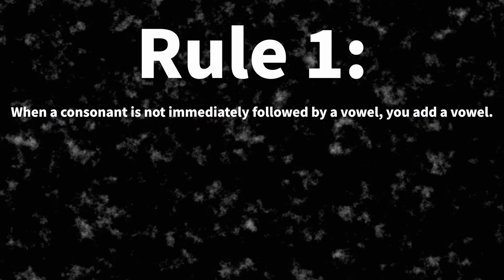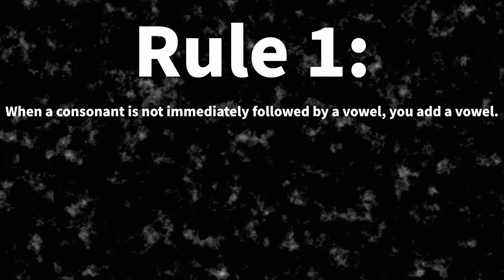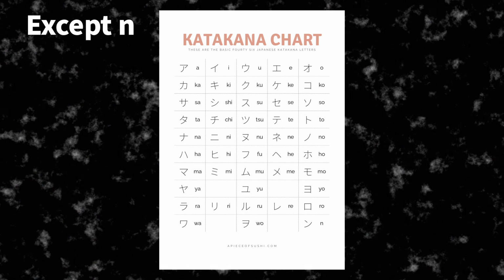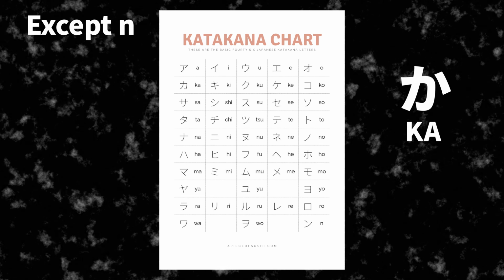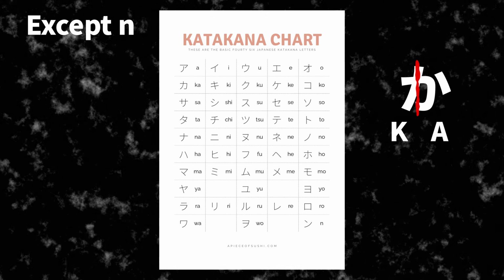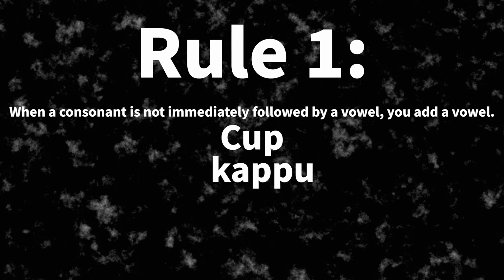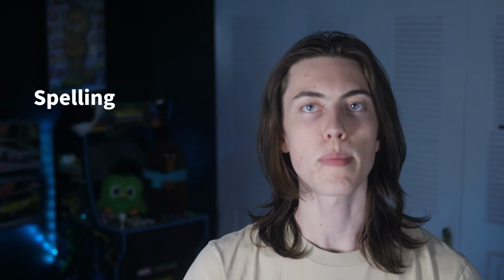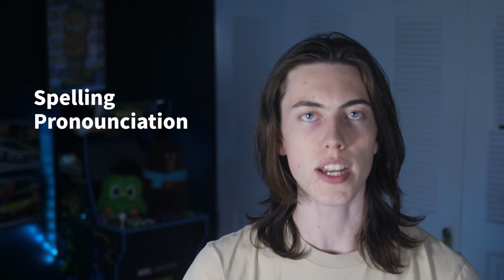Rule 1 states, when a consonant is not immediately followed by a vowel, you add a vowel. I think that's pretty simple. Assuming you know katakana, you would know any other way would not be possible. You can't exactly cut half the character off. So, as said, you just add a vowel. But how do you choose what vowel to add? Well, it's a mix of spelling and the pronunciation in the native language.